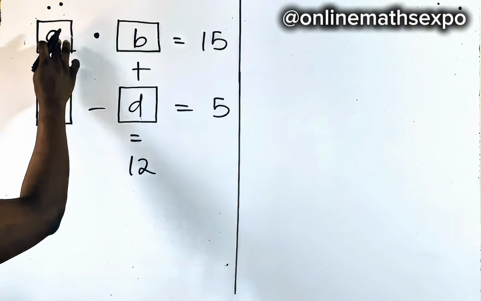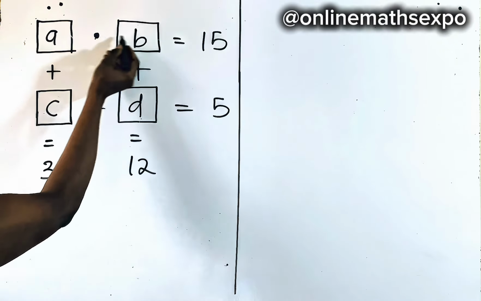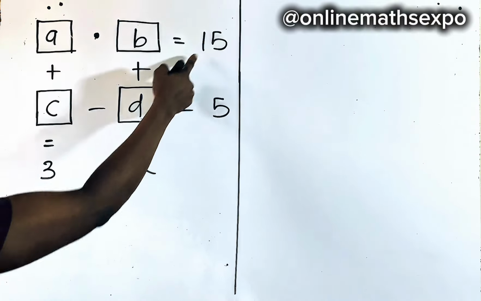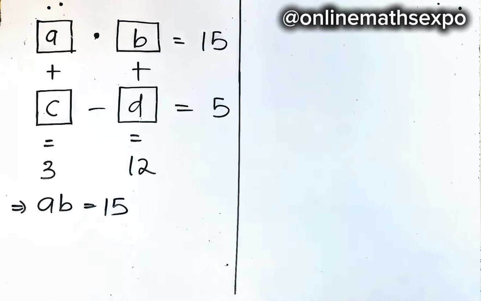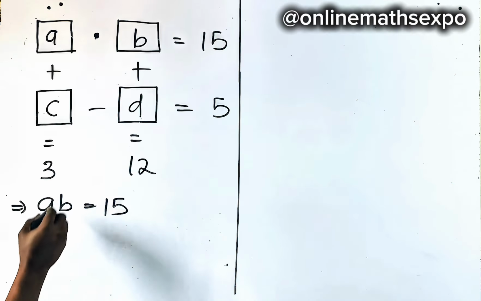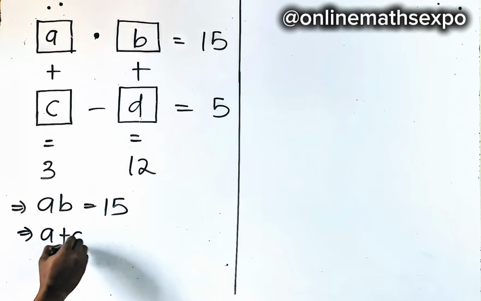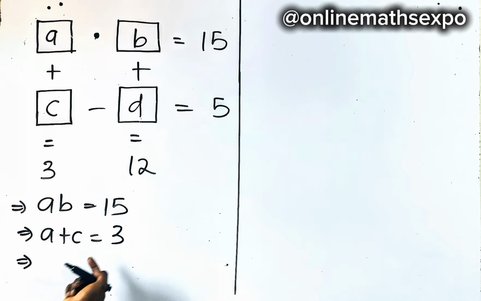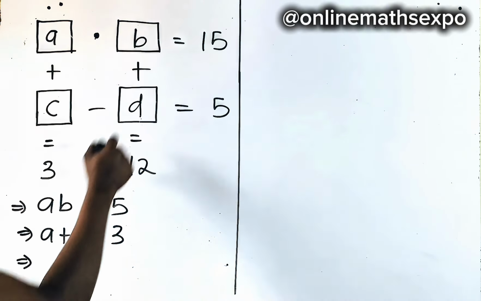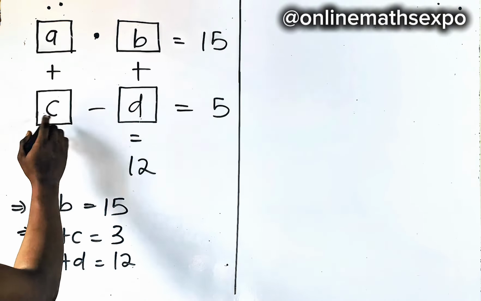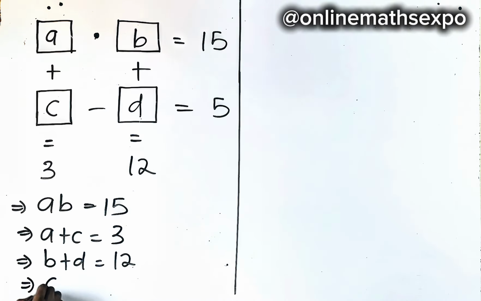The first one is these two multiplied. A multiplies B. So we are going to have A multiplies B will give us AB, and it should be equal to 15. So what other statement do we need? We go this way. A add C should give us 3. That's the second. The third one, we can go this way. B add D should give us 12. And then if you go this way, we now have C subtract D should give us 5.